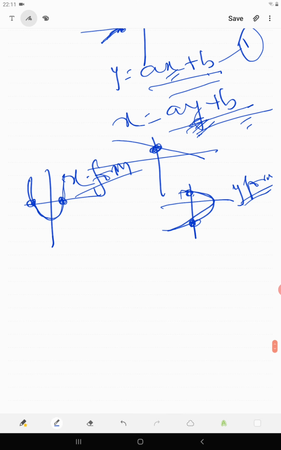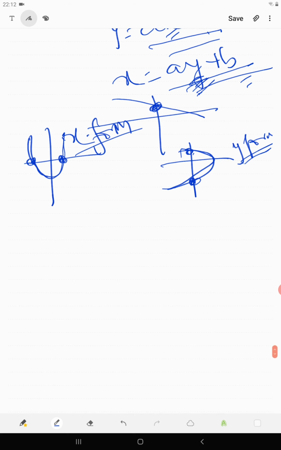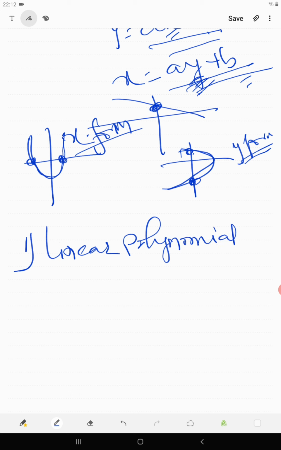What is the maximum number of points that we can get for linear, quadratic and cubic expression? So what I am telling you is, let's go for linear polynomial first. What is the maximum number of points a linear polynomial can touch x-axis or y-axis?